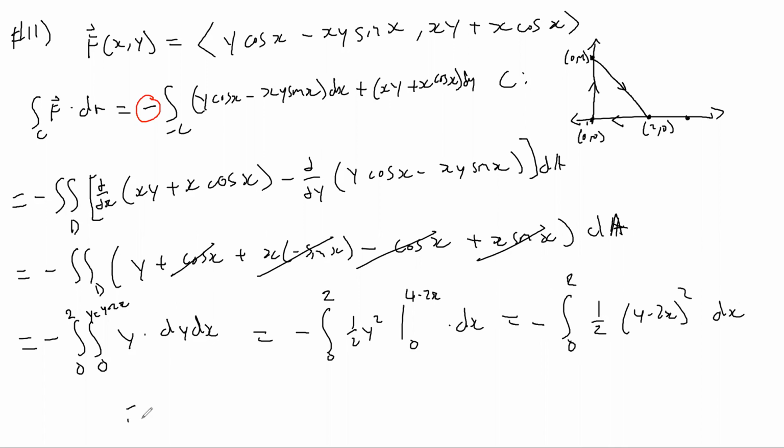Okay. That's going to give us -1/2 the integral from 0 to 2 of 16 minus, so what's that going to be? That's -8x, or yeah, -8x. No, sorry, -16x, it's my bad. -16x plus 4x squared. Okay, all right. And then you can just continue and solve that integral right there.